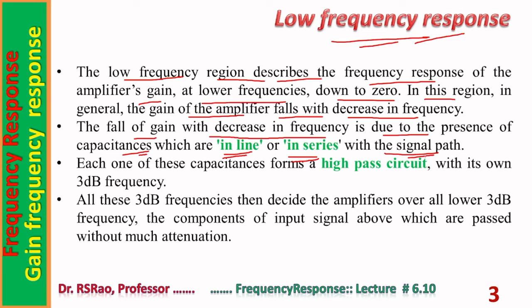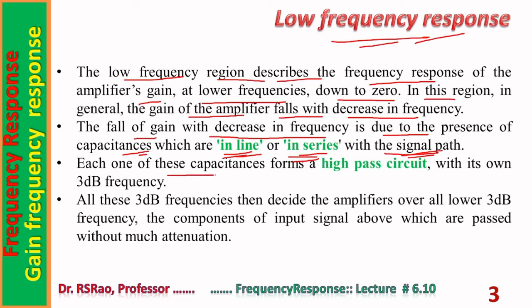Unintentionally, certain capacitors also come into being in the circuit, for example, junction capacitances of the transistor. They also exist in the circuit. Out of these capacitances or capacitors, some are in line, in series with the signal path. These capacitors or capacitances are responsible for the gain decrease in the low frequency region with the decrease in frequency.